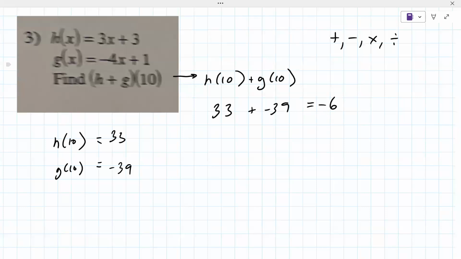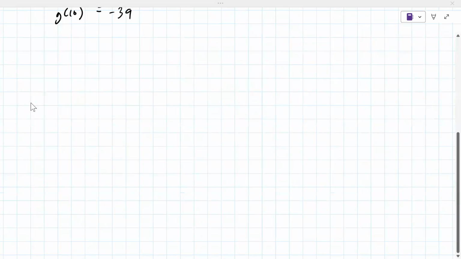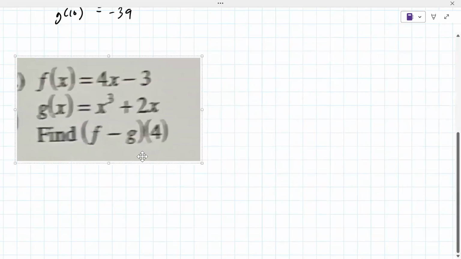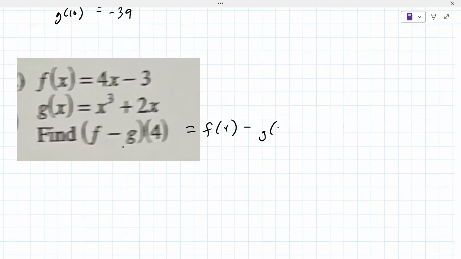Okay, so it seems like you definitely understand that based on one problem. But let's put another one in front of you, to see if there's continued understanding. So this is f of 4 minus g of 4. Could you give this a try for us, please? So f of 4 is 13.